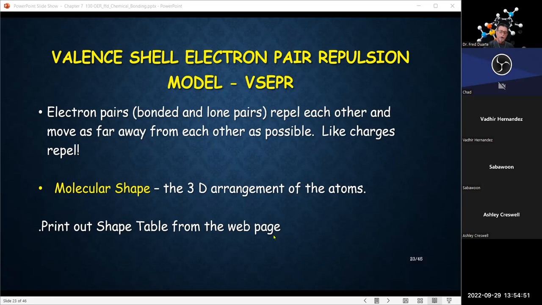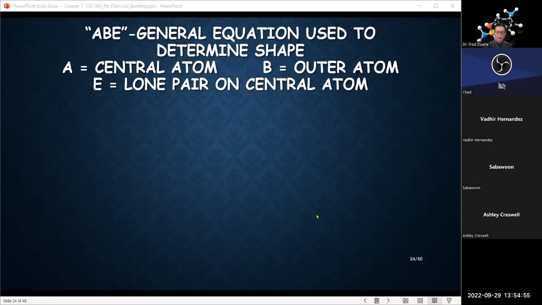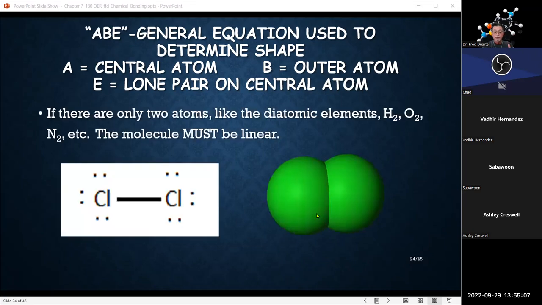Okay. All right. So we're going to basically go over the shapes table, and I've introduced the general formula with ABE, where A is the central atom, B is the outer atoms, and E is the lone pair on the central atom. That's important. Lone pair on the central atom.